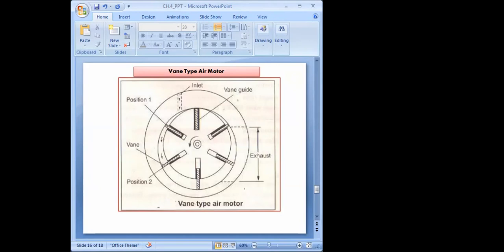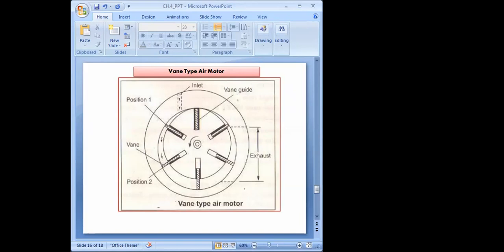Due to that, these air motors are replacing your conventional motors. You can replace them with this air motor. Why? Due to the various inherent advantages that we have discussed, the advantages of the pneumatic system.